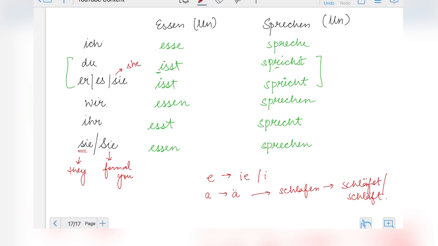Now key differences and tips. Regular verbs follow a consistent pattern, making them easier to learn. But irregular verbs can have stem changes, so you will need to memorize those forms. That's it for today's lesson on verb conjugation in German.